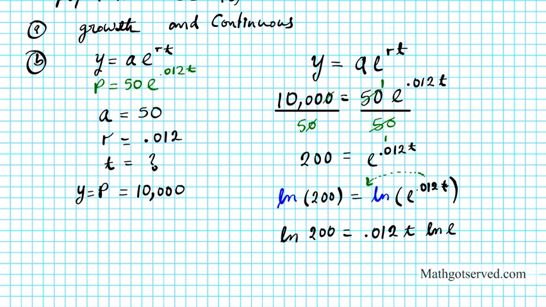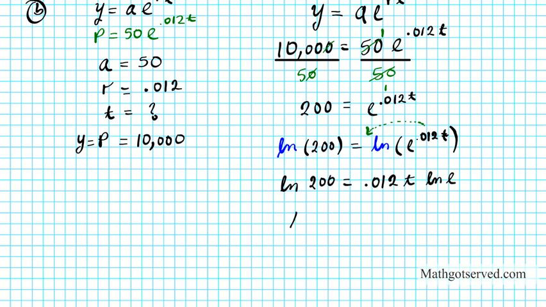Simplifying further, we'll have the natural logarithm of 200. But check this out: ln and e are inverses, so they neutralize each other out. ln of e is equal to 1, so we have 1 times 0.012t. Times 1, it stays the same.